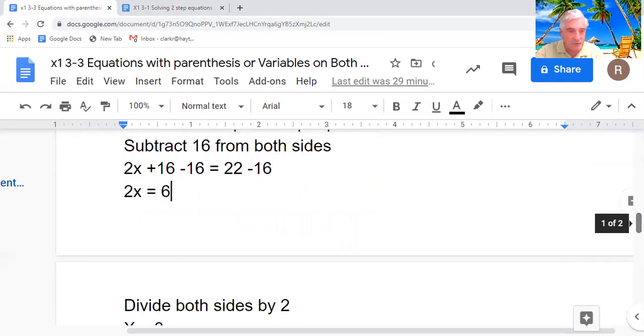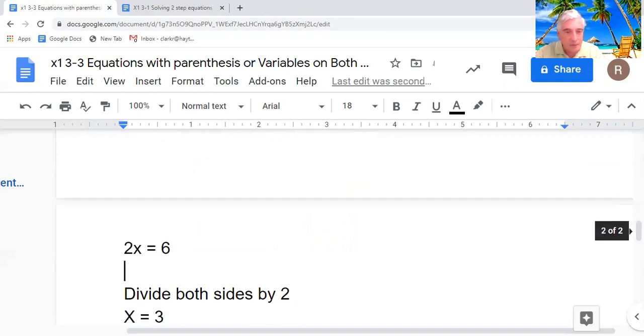If I don't want to know 2x, what do I want to know? I need to know what 1x is, right? X equals 3. Now I'm done with it.